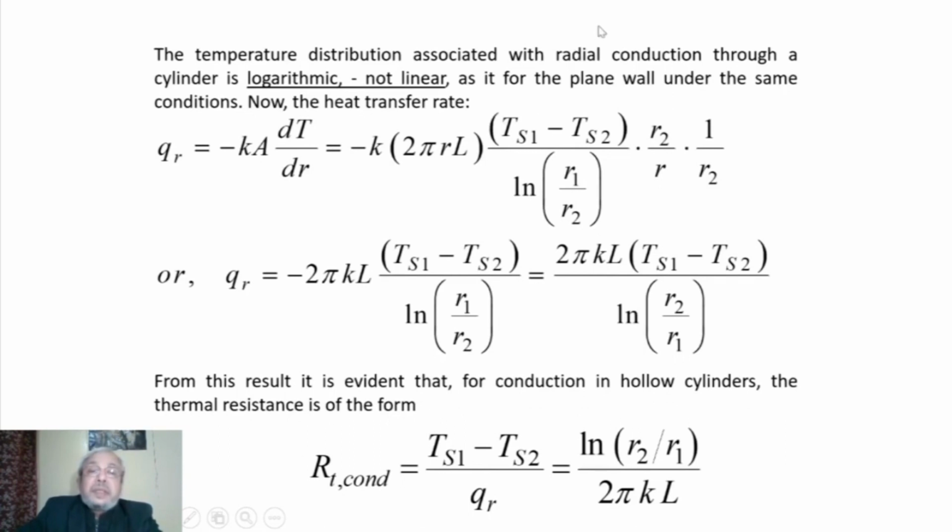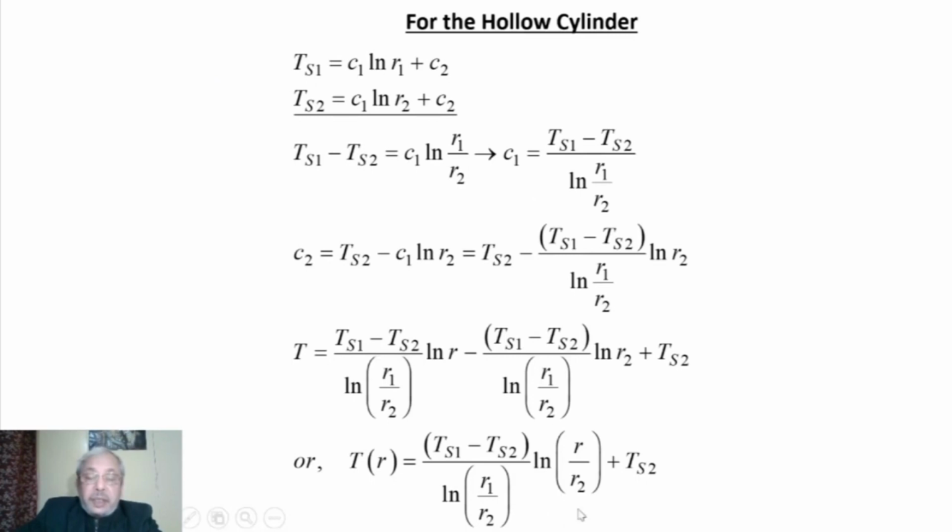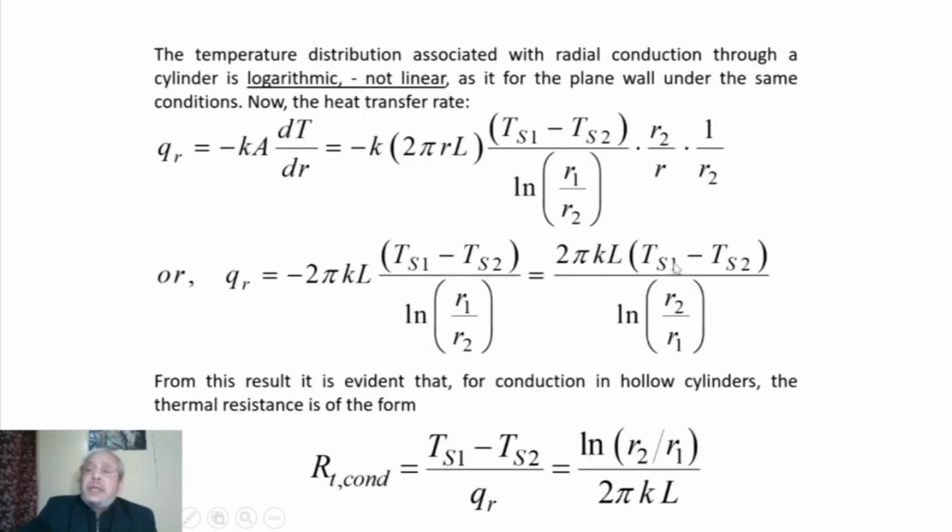Now, the temperature distribution associated with radial conduction through a cylinder is a function of r and it's a logarithmic function. So we can see that during radial conduction through a cylinder, the temperature distribution is logarithmic, not linear. As linear is for a plane wall, for radial geometry it is logarithmic.